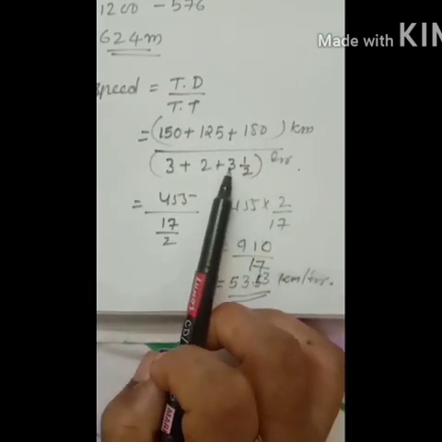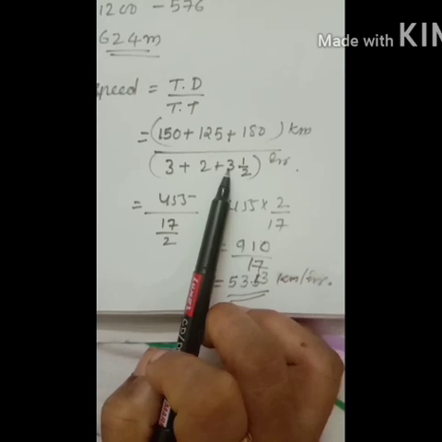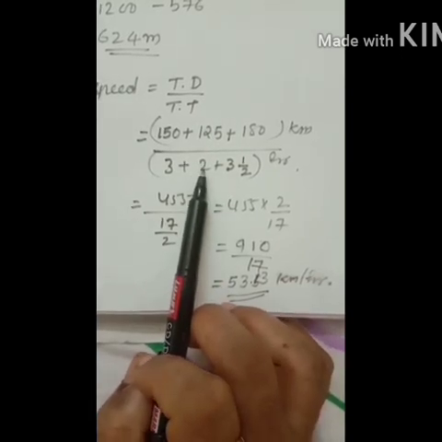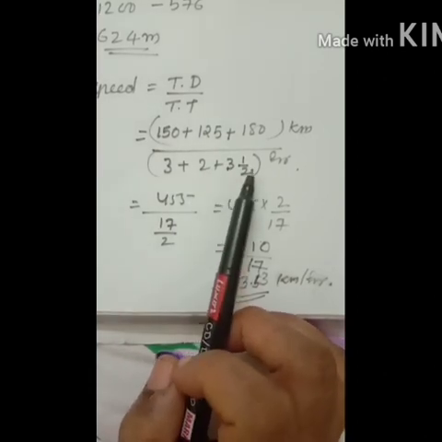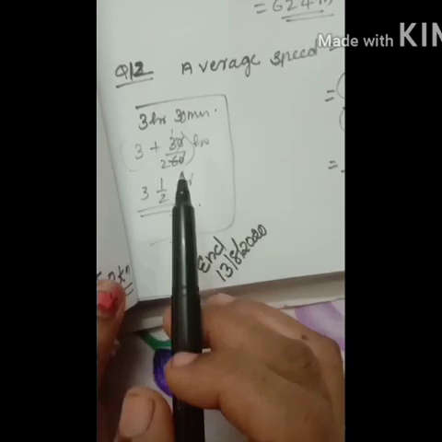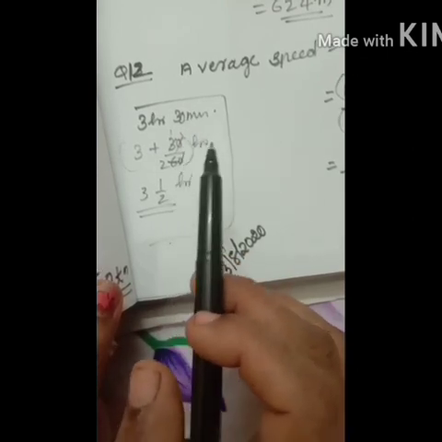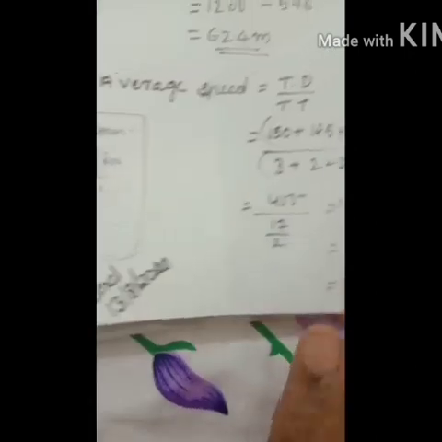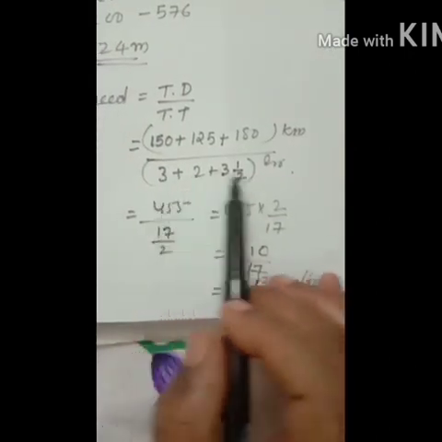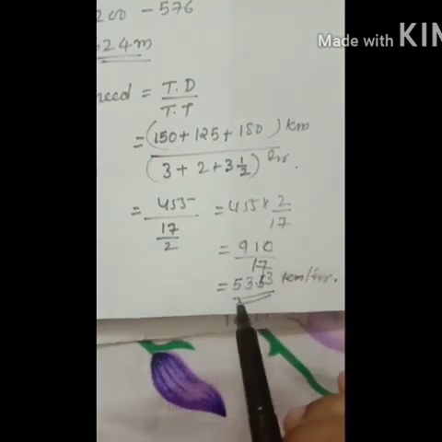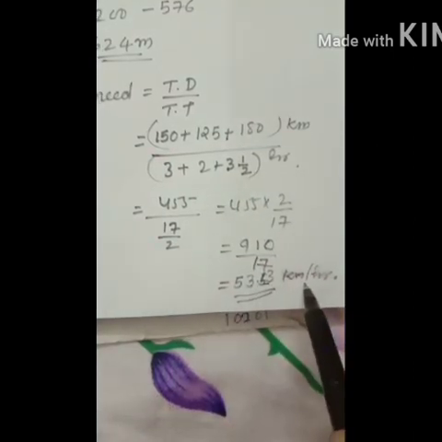One is 3 hours, another is 2 hours, and 3 hours 30 minutes. 3 hours 30 minutes you have to convert. 30 minutes converting into hours means divided by 60. You will get 3.5 hours. So I put here 3.5 hours, kilometer per hour. Add it and divide it, you will get 53.53 kilometer per hour.